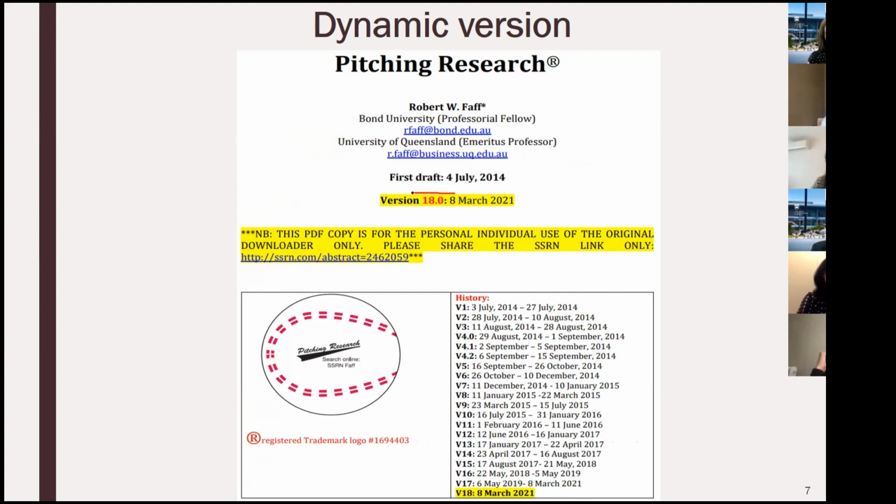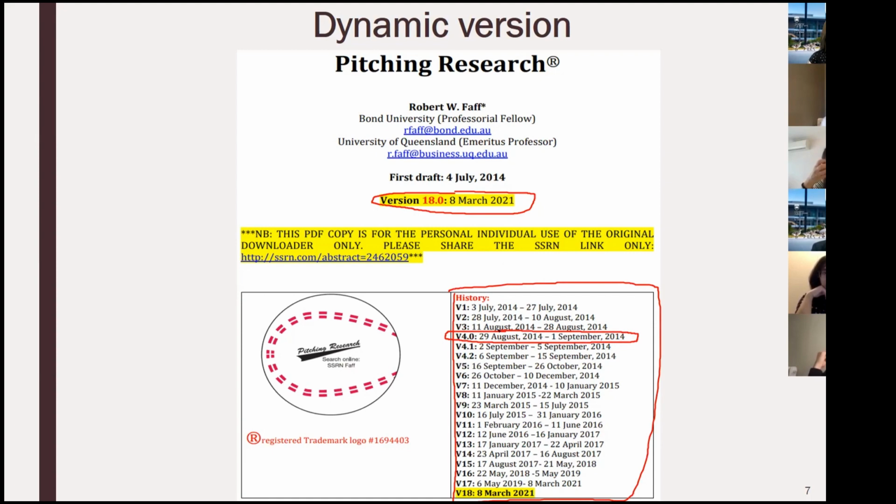Recently, Professor Robert released the 18th version on 8th of March 2021. Our pitching research webinar on reverse engineering was conducted on 16th March, so this was released 1 week before that. And you can see the rich history of how it has developed. I started using the pitch template somewhere here in 2014. I came across that version, and then it kept improving and more things kept coming.